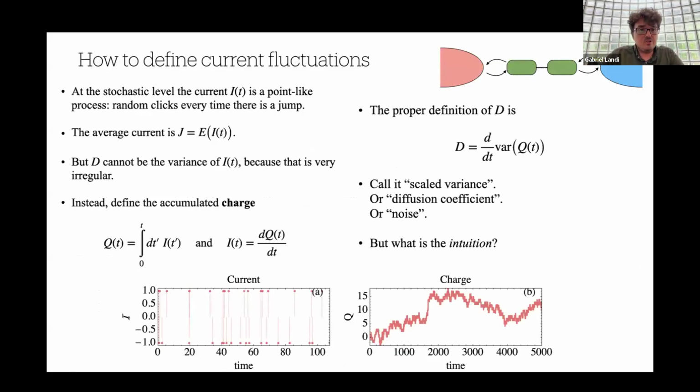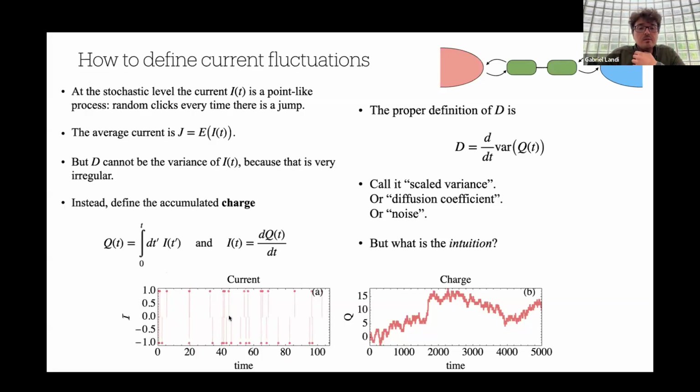So here's how we define it. Let's first talk about the definition. When you have a stochastic process, which can be quantum or classical, the current itself is a stochastic process that is usually point-like. At random times, you might have random clicks. A current is a sequence of clicks. This could be a click of positive or negative value, as would be the case, for instance, if you're talking about a particle current or an excitation current.